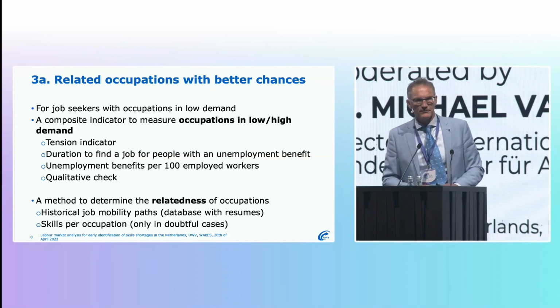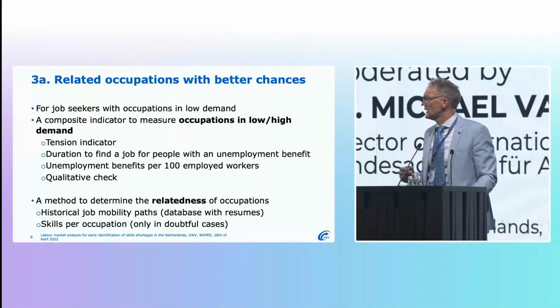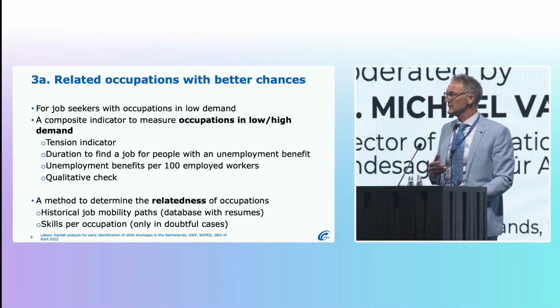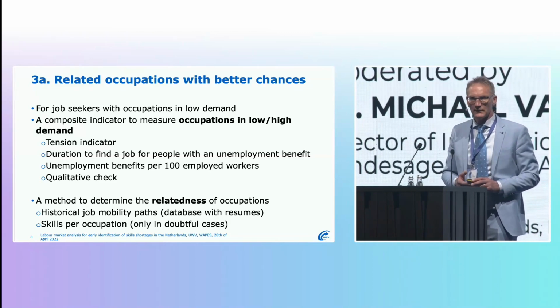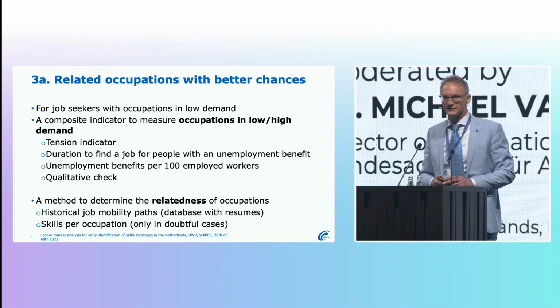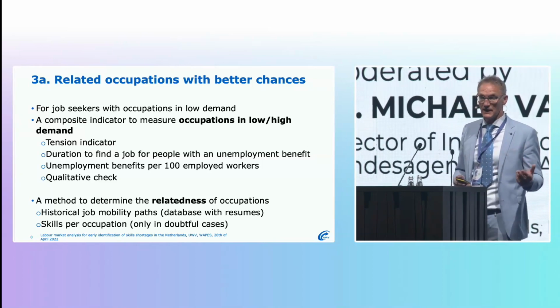I come to our third method we use. It's based on the tension indicator, but also on 2 other indicators. The duration to find a job for people with an unemployment benefit, and also the number of unemployment benefits per 100 employed workers. We put those 3 indicators together to get a composite indicator, and then also we do a qualitative check on this, and then we distinguish 441 different occupations. It's a list of occupations in low demand and a list of occupations in high demand.